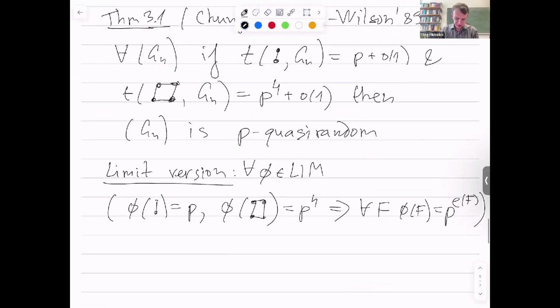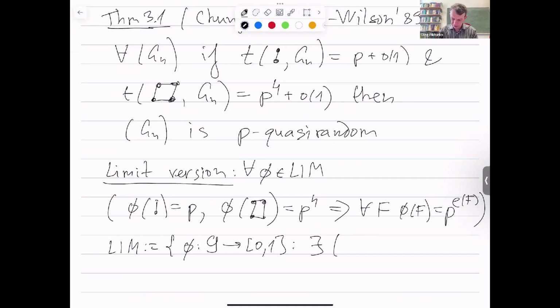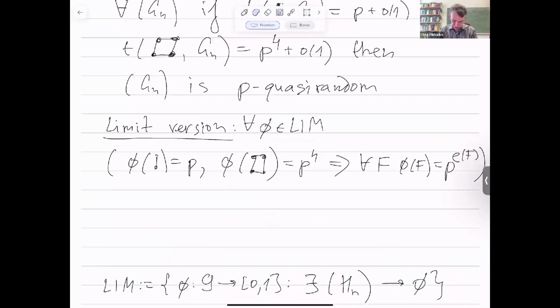I haven't defined what lim is, so let me define it. What is lim? I consider all functions which take as input a finite graph and produce some density, which we know is some number between 0 and 1, such that there exists a sequence of finite graphs which converges to φ. That's the definition.